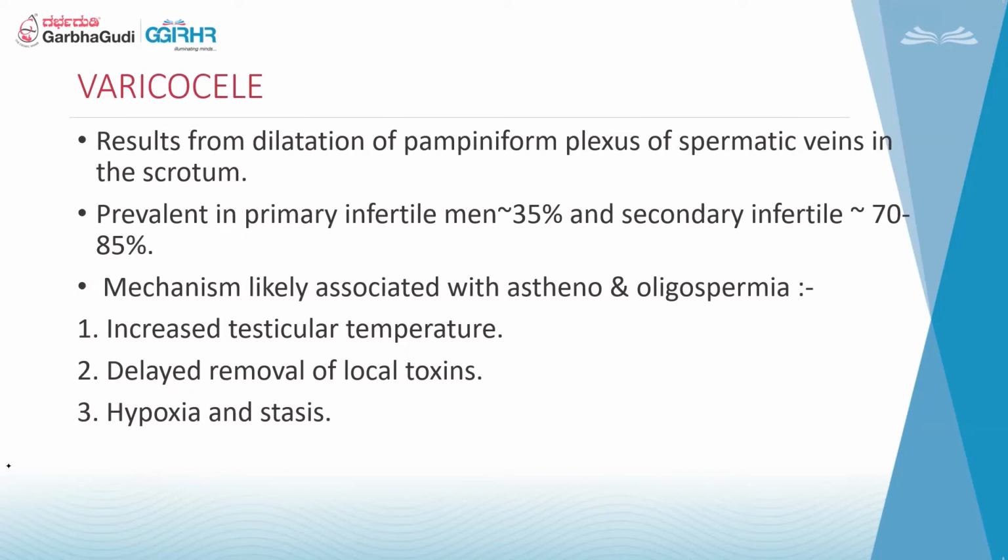Go ahead. So the mechanisms likely associated with asthenospermia and oligospermia in cases of varicocele are increased testicular temperature, delayed removal of local toxins, hypoxia, and stasis.